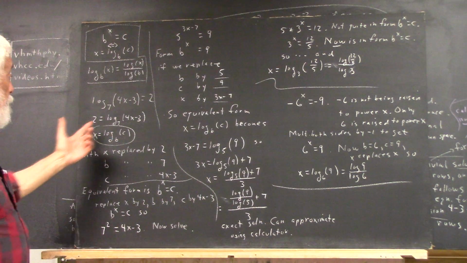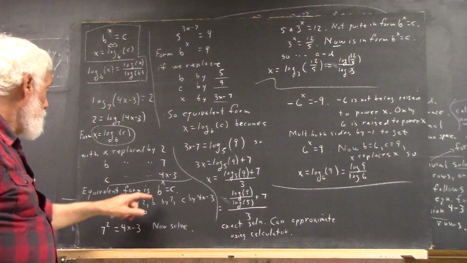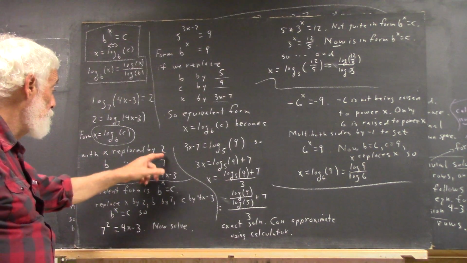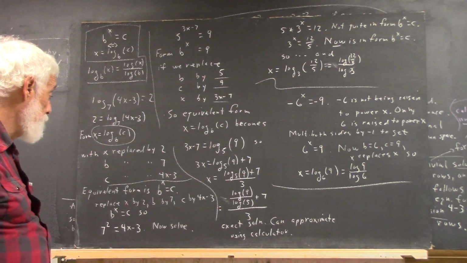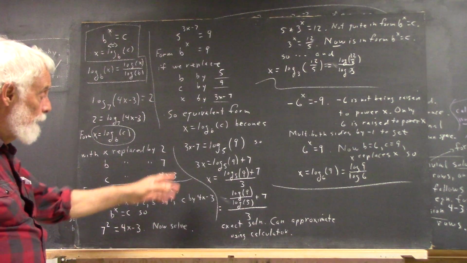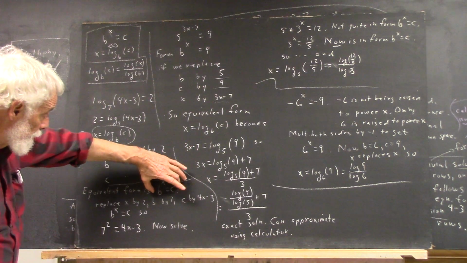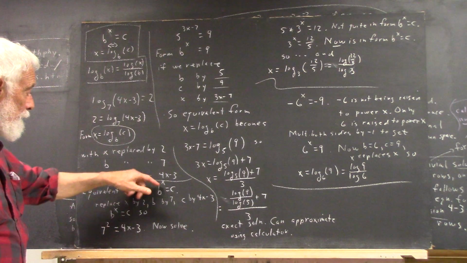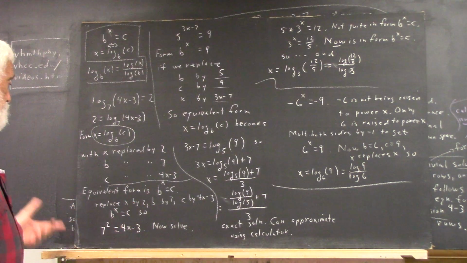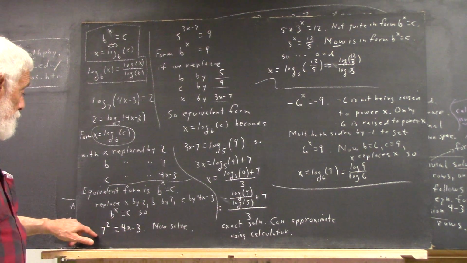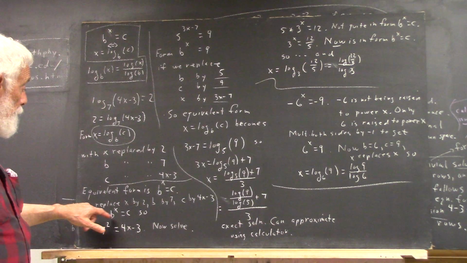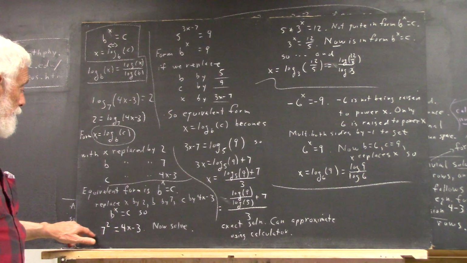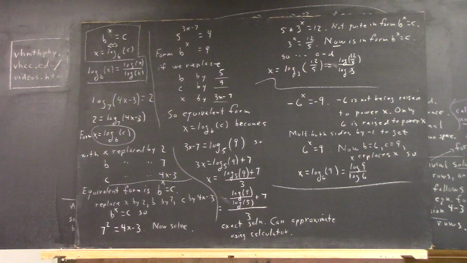Well, now the equivalent form of this equation is b to the x equals c, where b is 7, x is 2, and c is 4x minus 3. So we replace x by 2, b by 7, c by 4x minus 3 in this expression, and we get 7 to the second power equals 4x minus 3. Now we have an equation that we can easily solve.